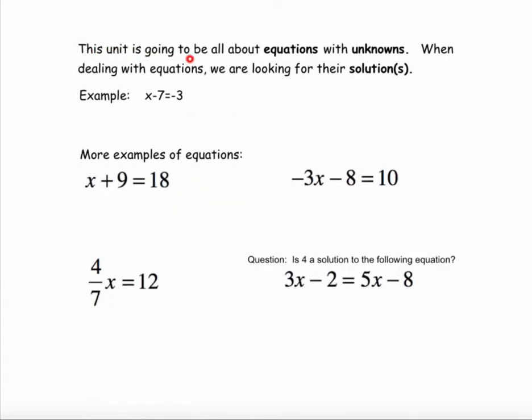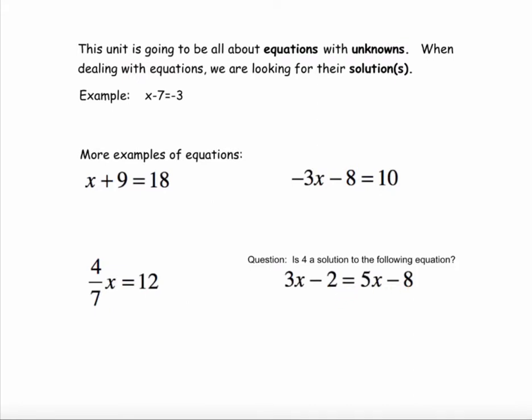This unit is going to be all about equations with unknowns. Now, what's an equation and what's an unknown? An equation is what happens anytime you have one expression and another expression and they are set equal to one another. That's what an equation is. That's it, right? For instance, down in the lower right, here's an expression. Here's an expression. They're set equal to each other. Now we have an equation.